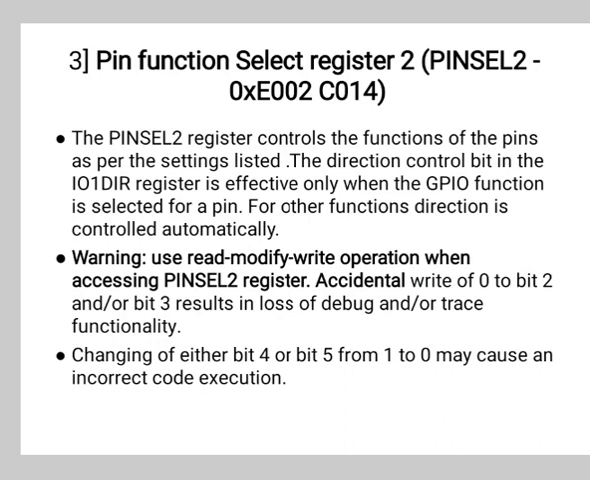Here a warning is given: use a read-modify-write operation when accessing pin select register 2. Accidental write of 0 to bit 2 or bit 3 results in the loss of debug or trace functionality. Changing either bit 2 or 3 from 1 to 0 may cause incorrect code execution. The debug modes are entered as follows. During reset, if P1.26 is pulled low, then the JTAG pins will be available. And during reset, if P1.20 is pulled low, then the trace port will be available.